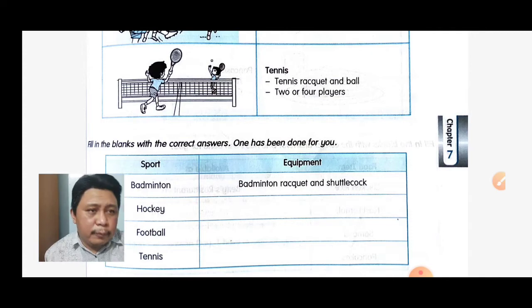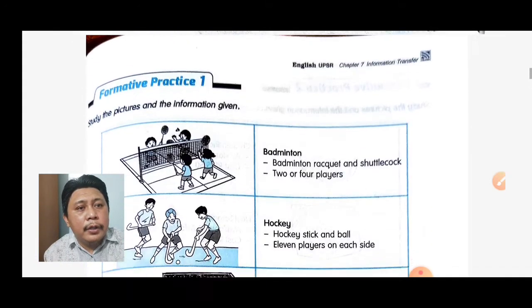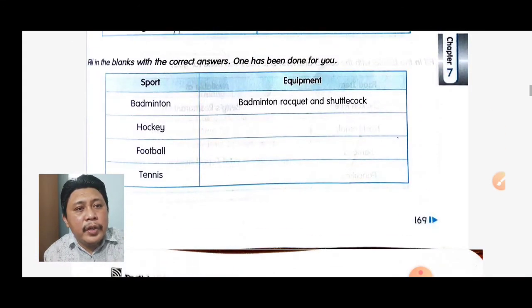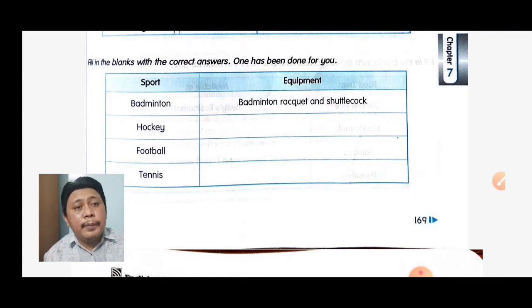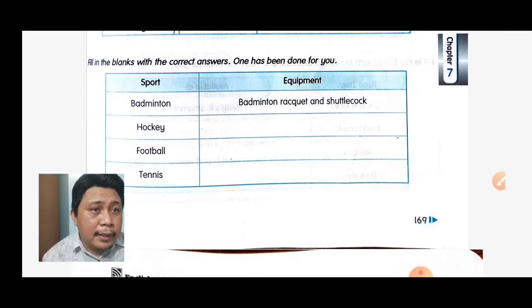One has been done for you. This is the example, for B1. What you need to do is just observe the question carefully. According to this, you know that the question needs equipment. So what is the equipment needed? For example, number one is badminton racket and shuttlecock.